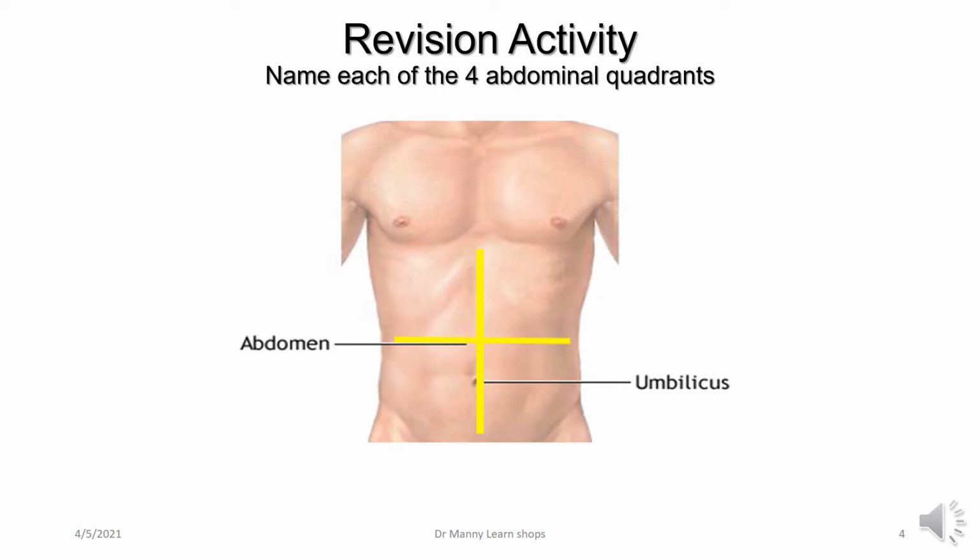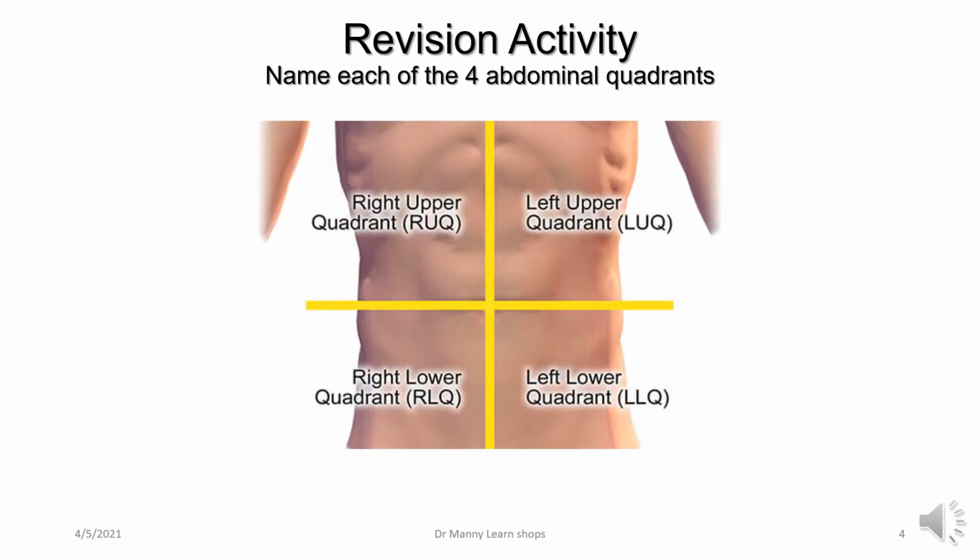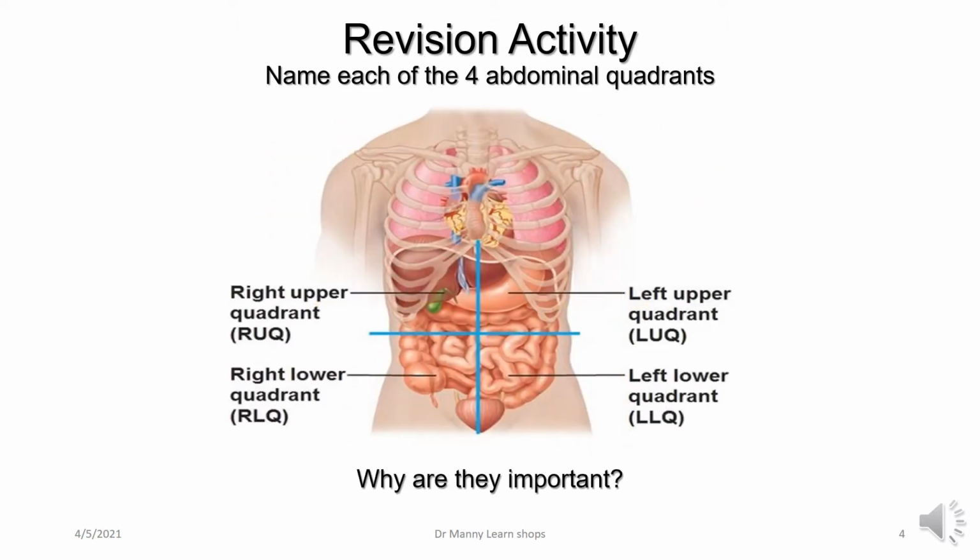Let's review the 4 abdominal quadrants. The 4 abdominal quadrants are the right upper quadrant, the left upper quadrant, the right lower quadrant, and the left lower quadrant. And they're important because they give you an idea of where and what organs should be located in these quadrants.